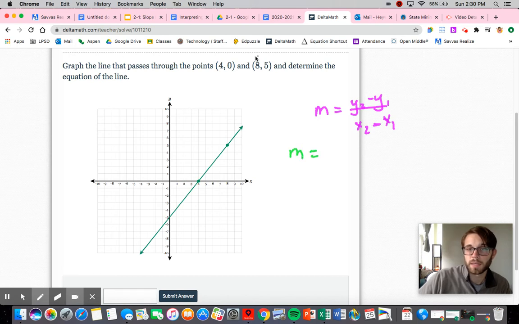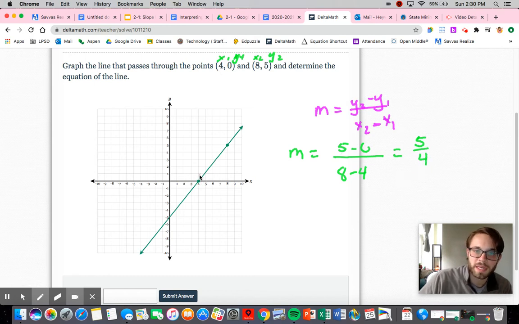So I'm going to just say this is x1, y1, x2, y2. All right, so 8. Oops, I'm sorry, not 8. I already just fell into the big trap of slope, accidentally putting the x in the numerator. So 5 minus 0 over 8 minus 4. All right, so I ultimately get 5 over 4, which makes sense here, right?